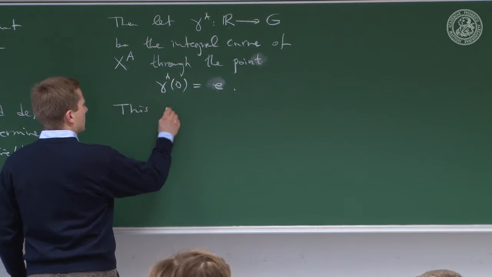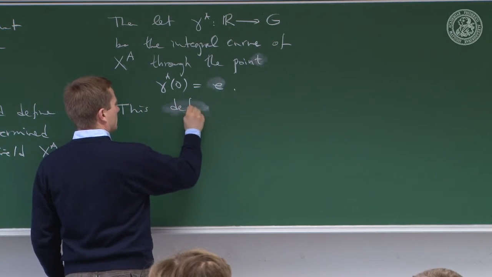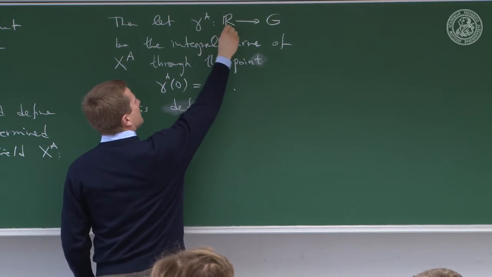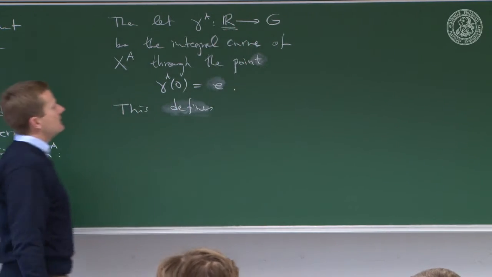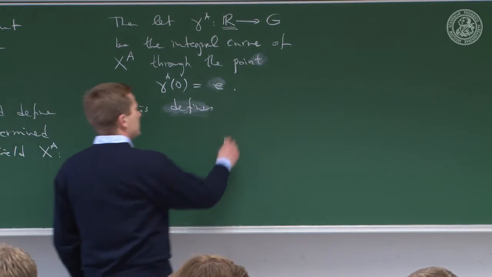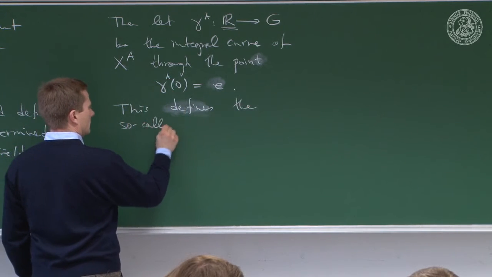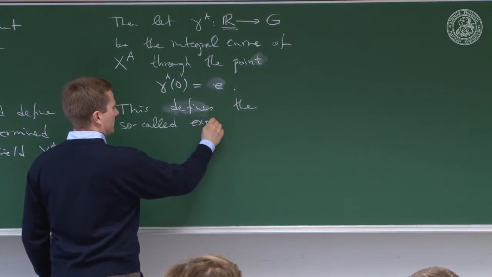This curve defines, and here I can define this for every parameter value. That is, of course, building on this theorem that the vector field is complete. So this defines the so-called exponential map.